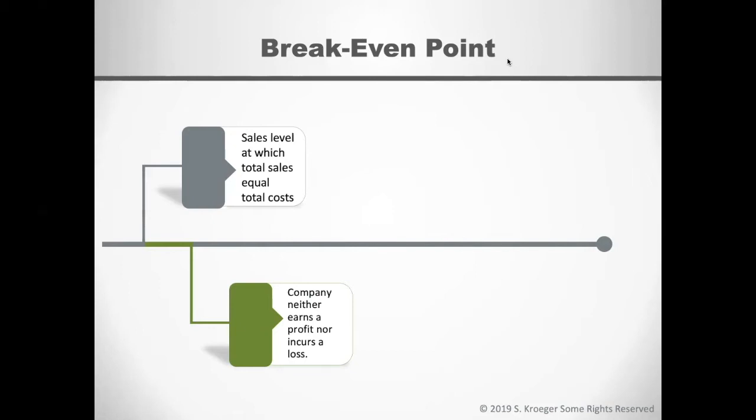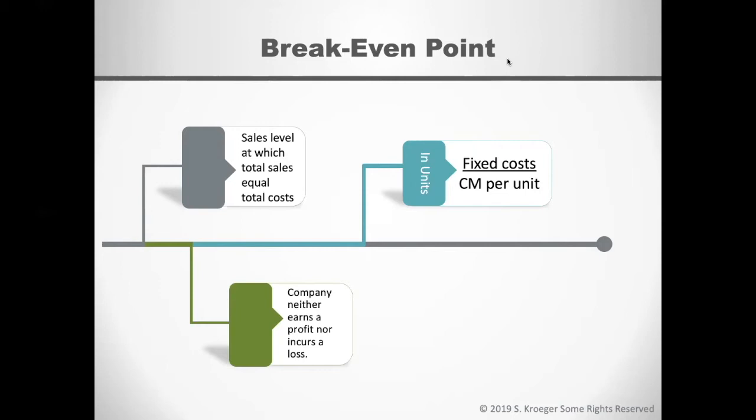There are two formulas that pertain to the break-even point. The first formula is to calculate the break-even point in units. This will tell us how many units we need to sell to break even. The formula is fixed cost divided by the contribution margin per unit.